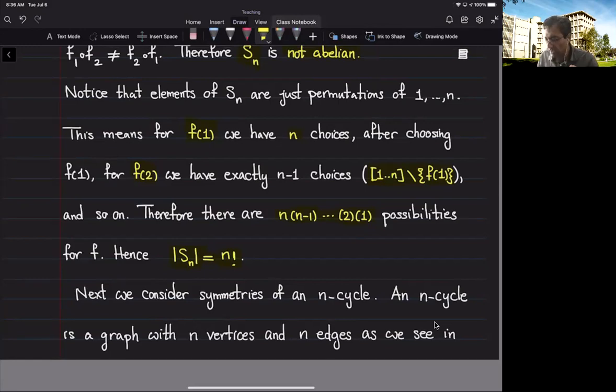I give you an n cycle and I ask what are the symmetries of this n cycle. When I say n cycle, it looks like this. So I have n vertices and I connect them one after another. So that would be our n cycle. And we are asking what are the symmetries of this n cycle.